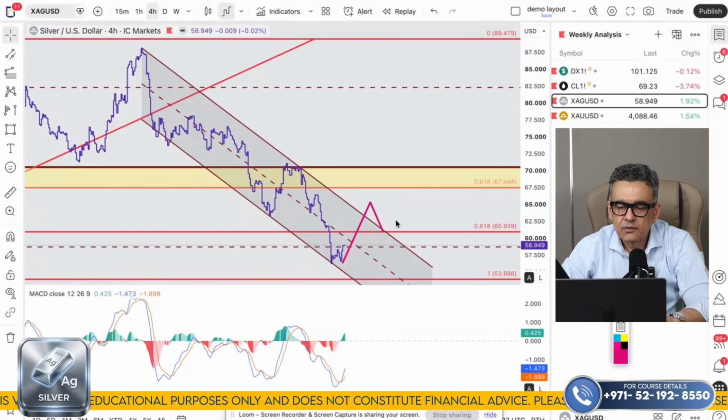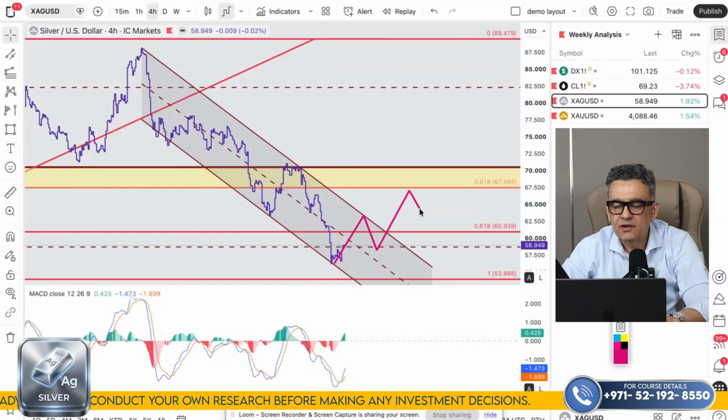I'm not expecting it, and most likely it will bounce. It will keep range bound within the falling channel. So it will bounce towards this edge, move down, and best case scenario, I'm expecting it to bounce towards 67.48 and then continue lower.